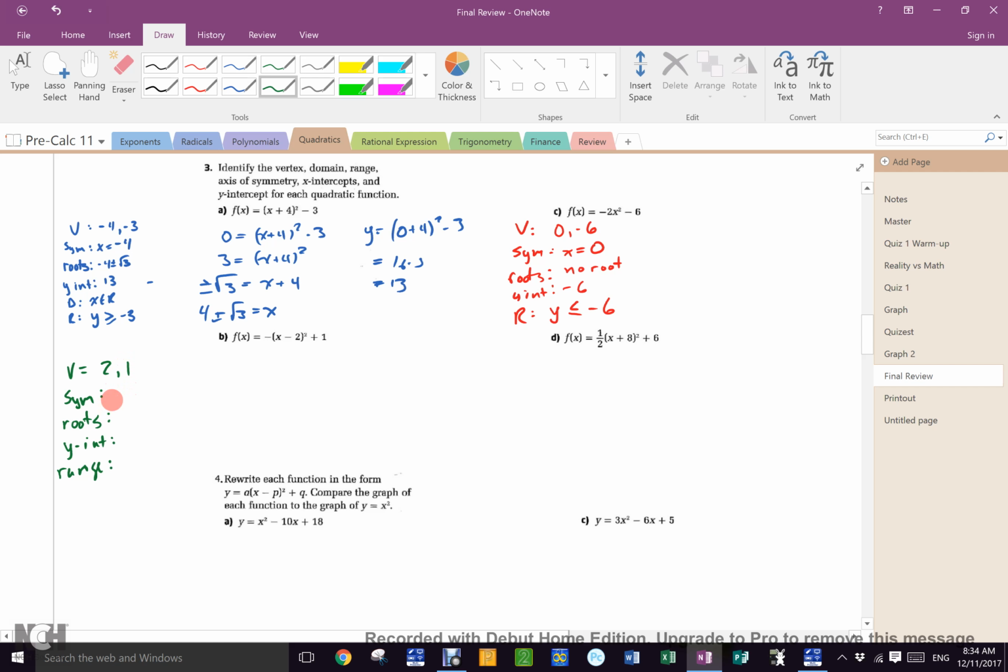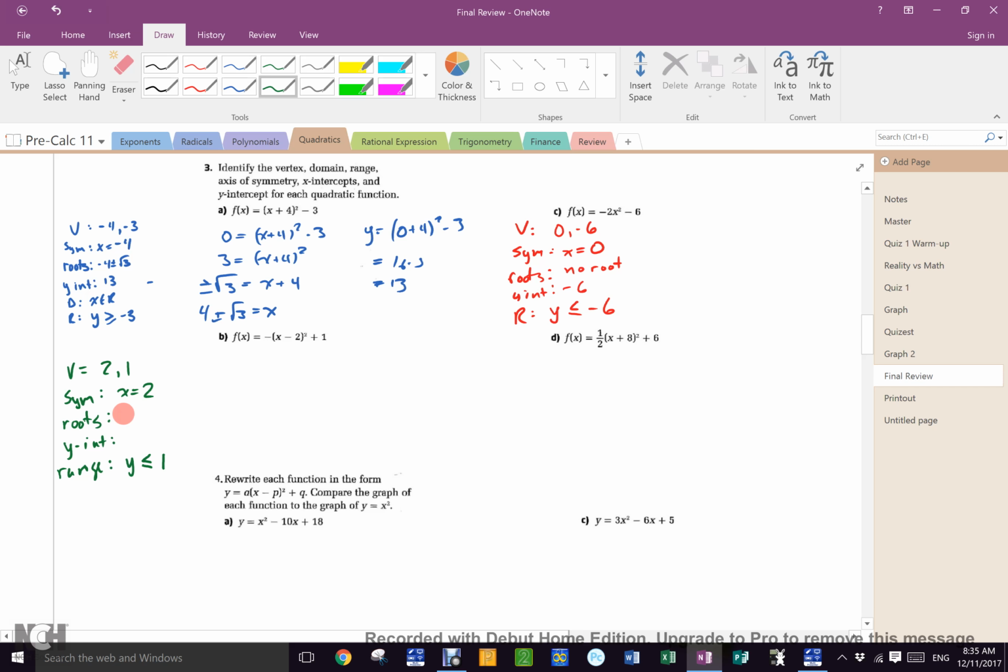2, 1. All right. Axis of symmetry. X equals 2. Roots, or the y-intercept. I'll take either. Whatever you got. Or the range. I'll take anything. I'm so happy. Y is less than or equal to 1, the y value, and it's positive. Excellent. Great. Roots or y-intercept.